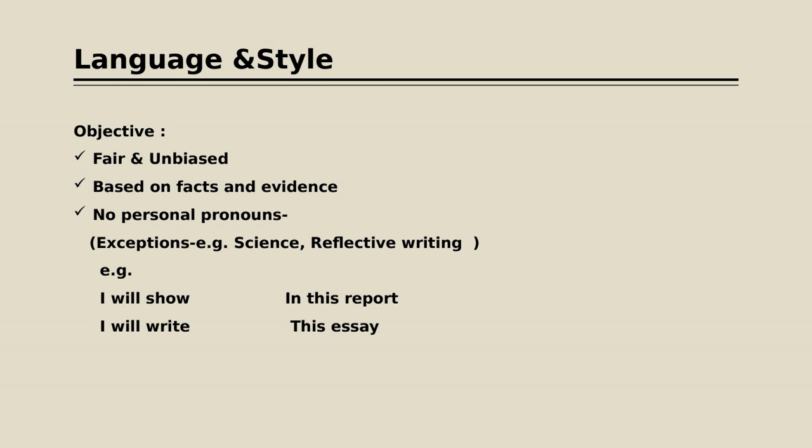Another feature is objective. What we mean by objective is to be fair and avoid bias. This is the second one. You do not favor one point over the other, one idea over the other. So this is how you will be fair and unbiased. By doing so, you avoid using personal pronouns, and your writing should be based on facts and evidence.